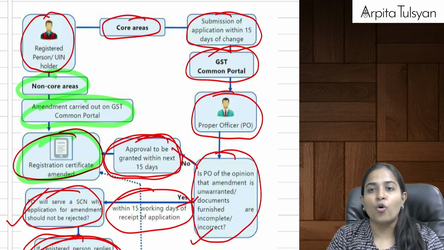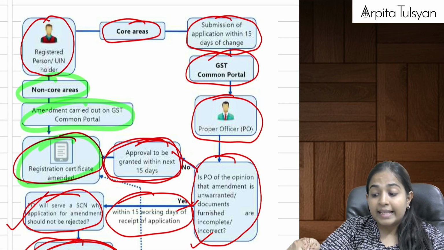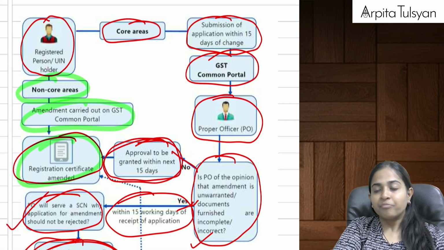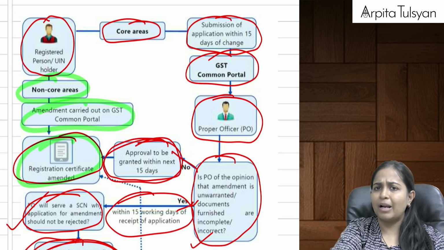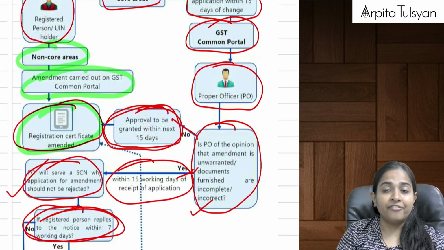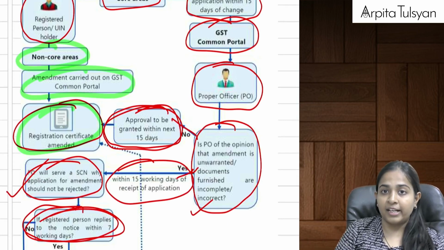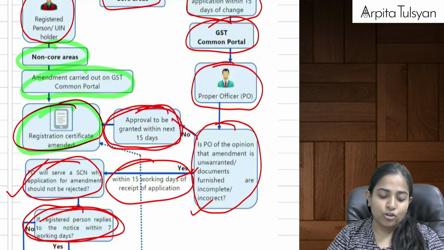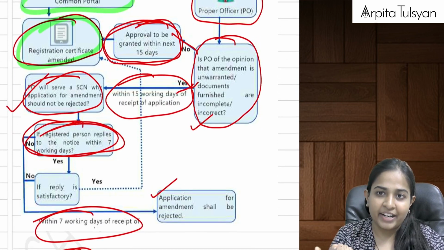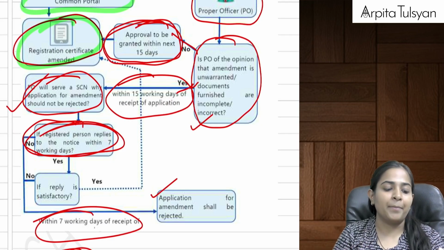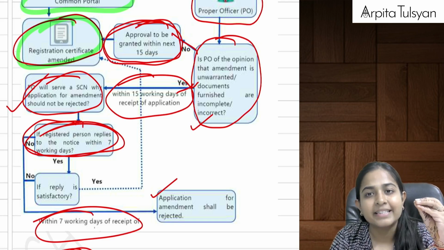Achha, but in case of core areas, we go and submit the application on the GST portal within 15 days. Then within the next 15 days, either the proper officer will grant me the approval and amend my certificate, or if the proper officer is not satisfied with my supporting documents, then within these 15 days only the proper officer will issue me a show cause notice, to which I am supposed to reply within 7 days. Once I reply, the proper officer will give me the final decision within the next 7 days.